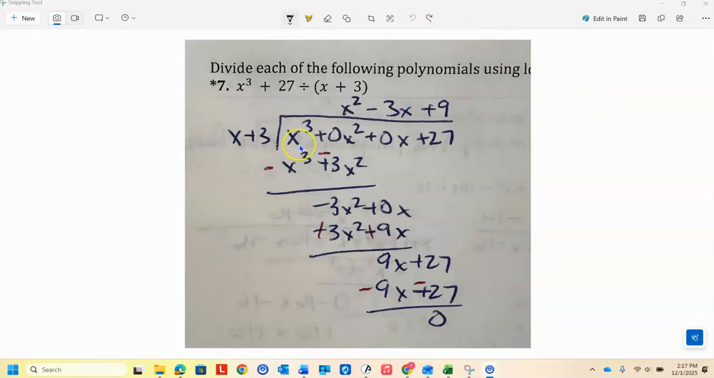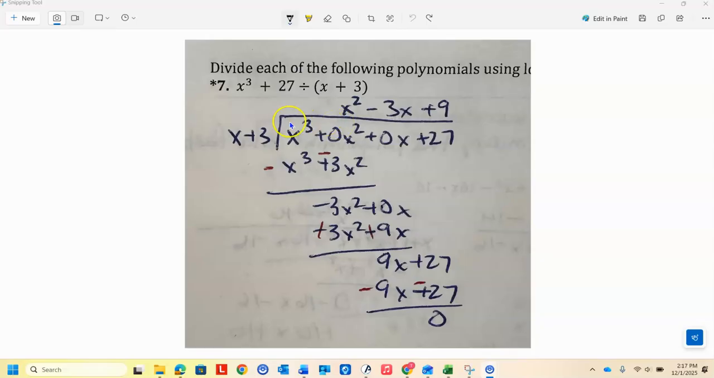What I want to do, just kind of reviewing what we did here, if we look at above, we had x cubed plus 27. So x cubed plus 27, we're dividing by x plus 3. We did put zeros to hold the places for x squared and for x. We had to hold those places in there.